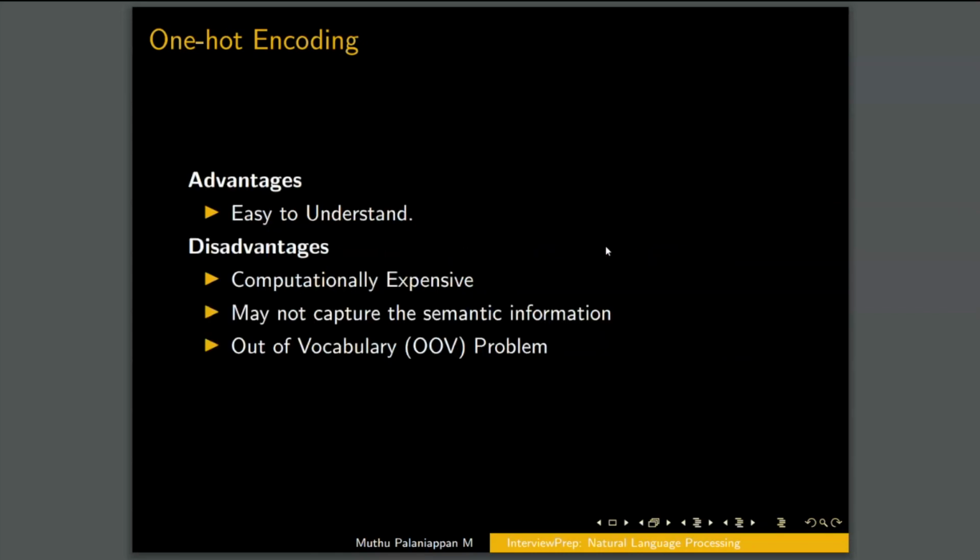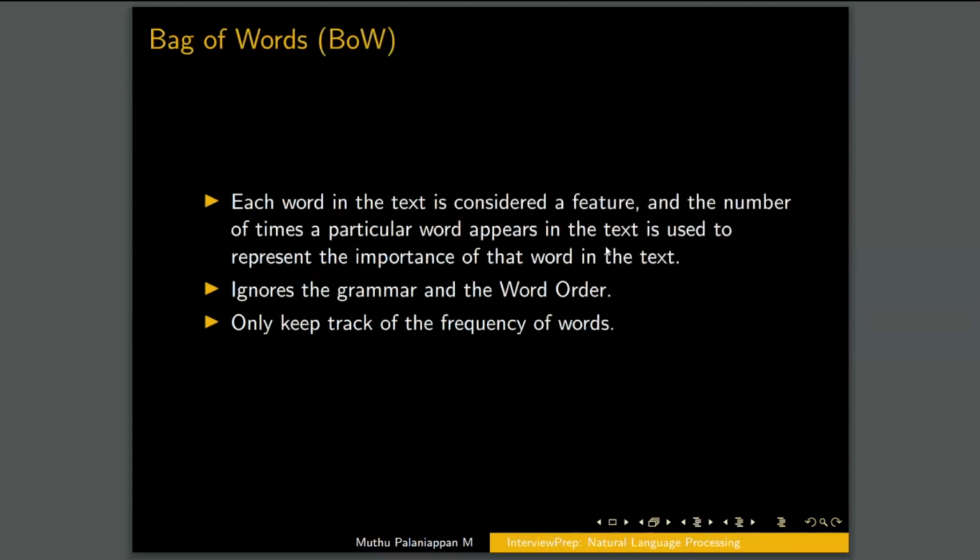Now we will move into the second technique, which we call bag of words. What is meant by bag of words? Right now, what we are doing is simply putting 1 at the place where that particular word occurs, and the index is the place of the word in the vocabulary, right? But we don't care about the frequency of words.